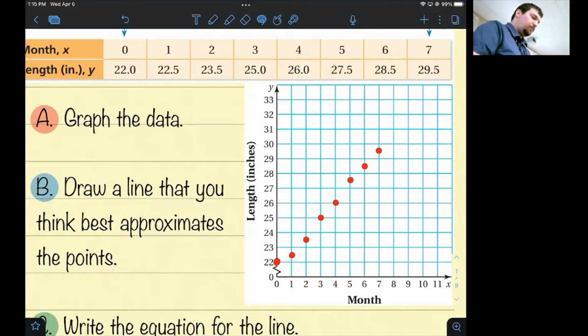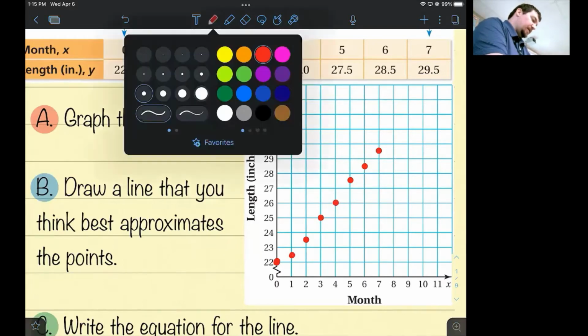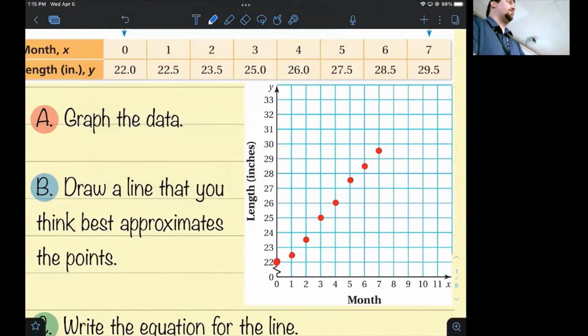All right. It says draw a line that you think best approximates these points. Now I know that this isn't a perfect line, but we said yesterday we would have said this is linear. Is this positive linear or negative linear? What do you think here, Xander? Positive. Yeah, that slope's going to be positive. As the alligator gets older, its length is increasing.